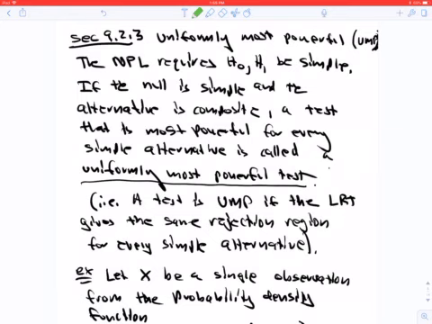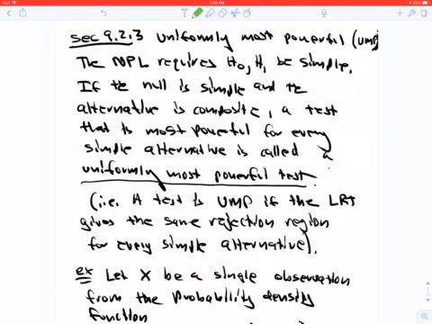and a simple null. So you get a rejection region when you take a simple null and a simple alternative, right? That's by LRT. And so say that for every possible alternative, you would get the same rejection region. In that case, your test is uniformly most powerful.